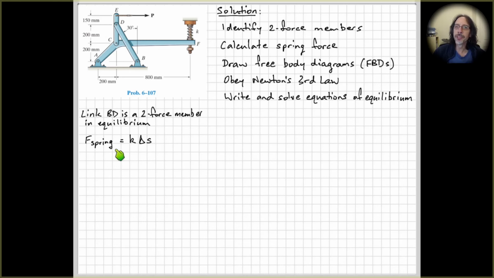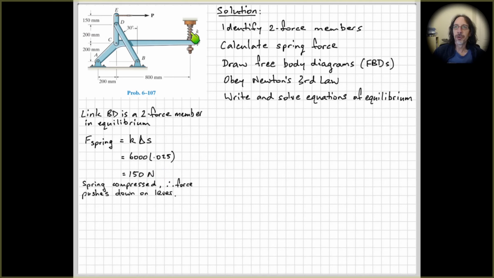So hopefully you remember your spring equation. The force in the spring is equal to the stiffness of the spring times its change in length. So the stiffness was given as 6 kilonewtons per meter. So I've just converted that into newtons per meter. So 6,000 newtons per meter times the amount that the spring is compressed. So we were told that that is 0.025 meters or 25 millimeters. Do the maths and we get 150 newtons for the spring force.